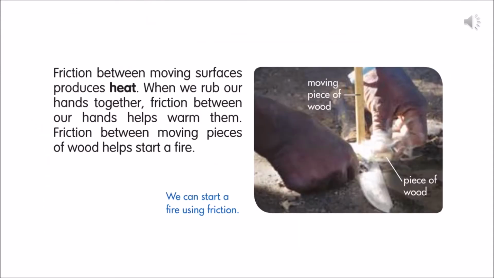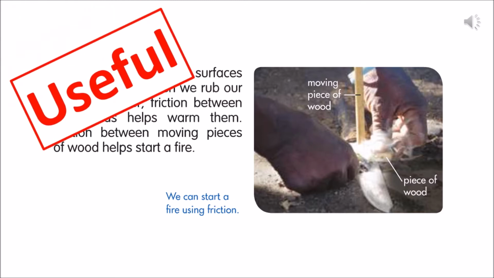Friction between moving surfaces produces heat. Now, can you remember when we rubbed our hands together really fast and they got hot? That means that they were warming up because of the friction between the two surfaces. And another example here is starting a fire with some friction using a piece of wood. So, to heat ourselves up and to start fires, this is when friction is useful.